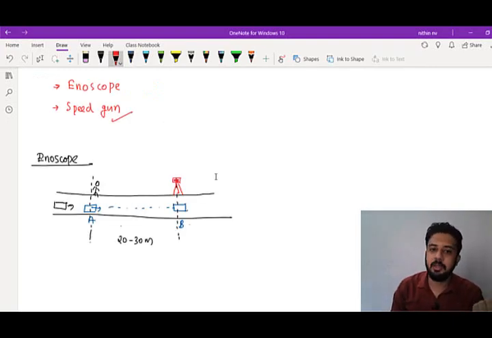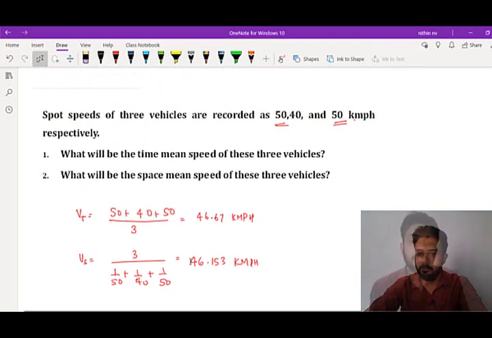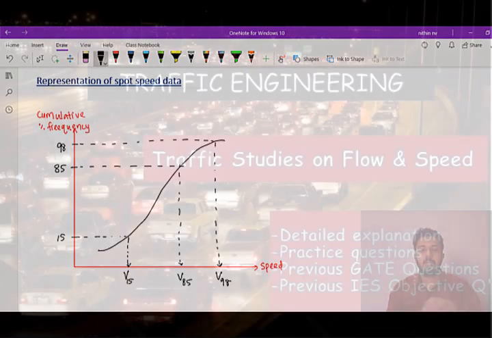Enoscope instrument is actually used to calculate the time in, speed and out. So these three values are very important for us.